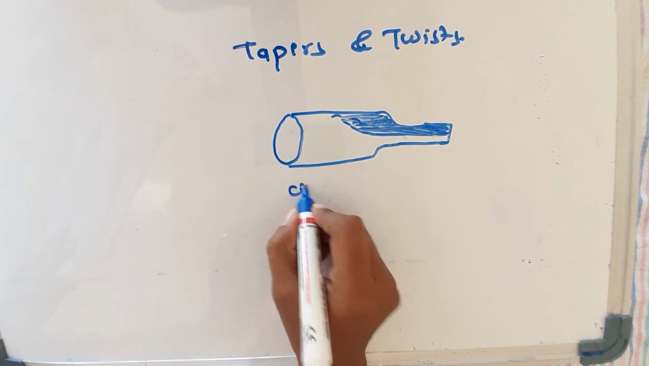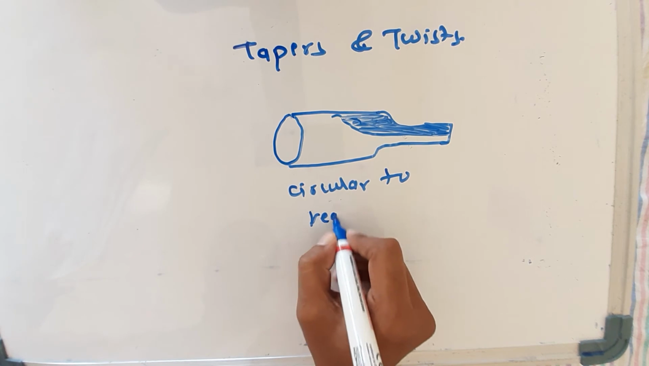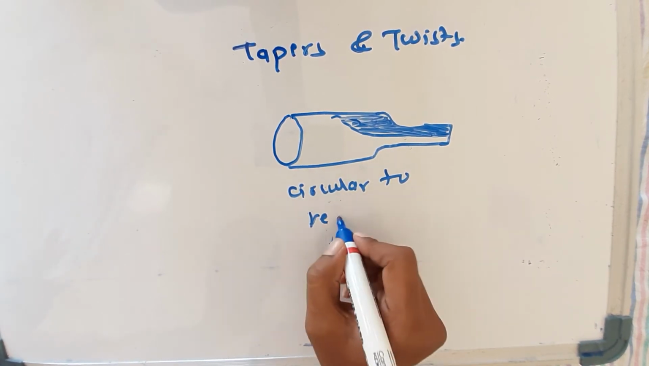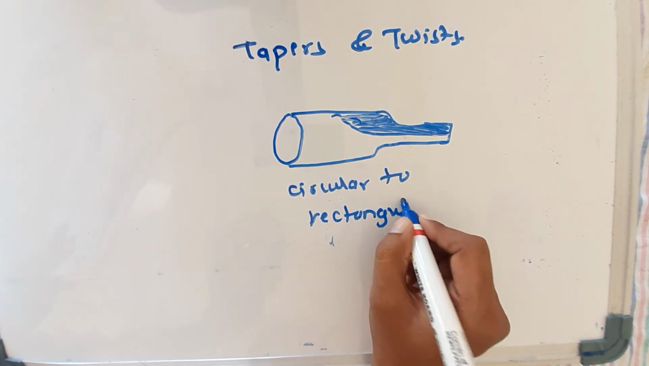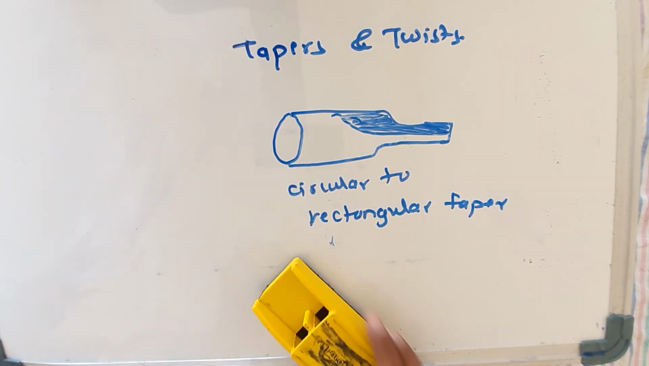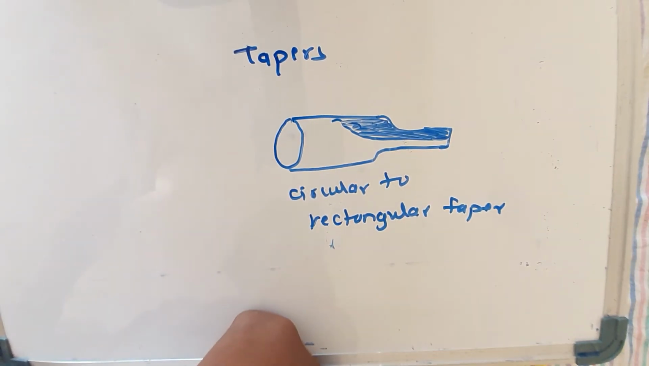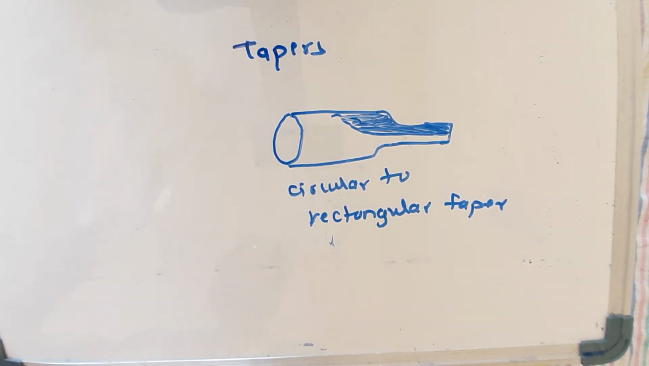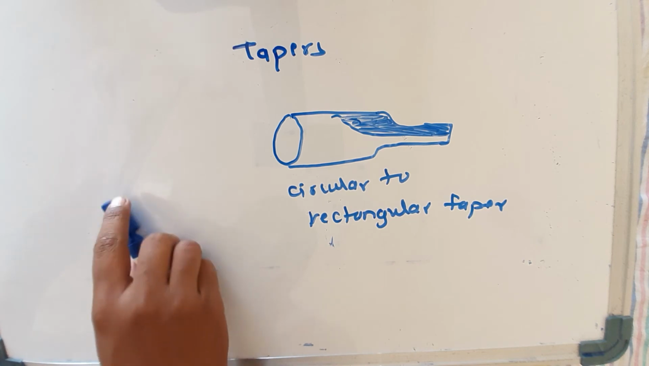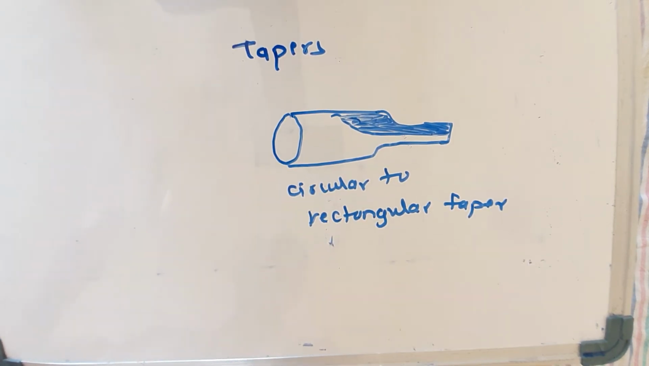this is a circular to rectangular taper. When it is necessary to couple waveguides having different dimensions or different cross-sectional shapes, then waveguide tapers are used. So where different cross-sectional shapes are there, we have to use the waveguide tapers.